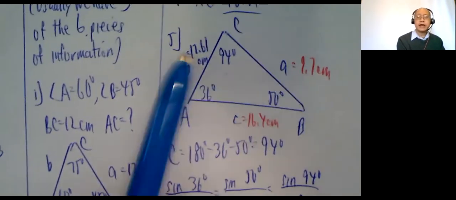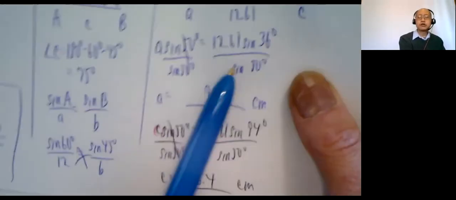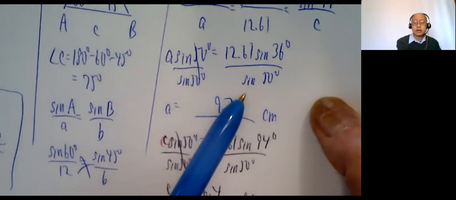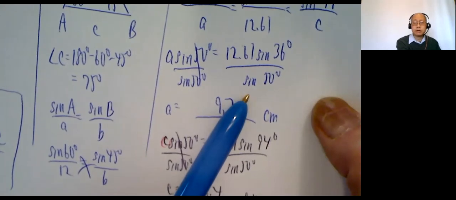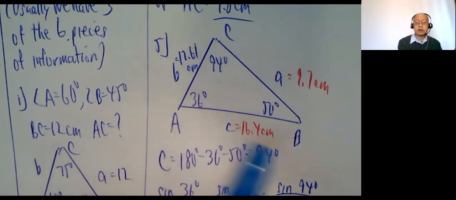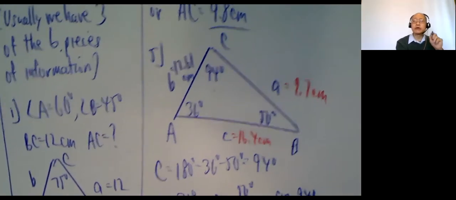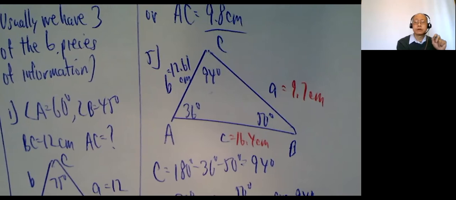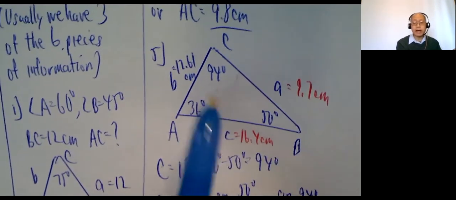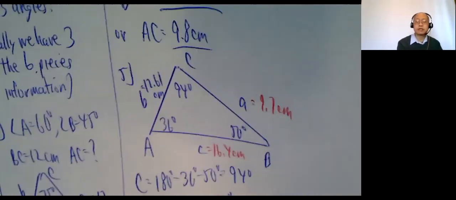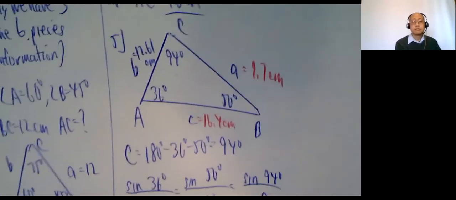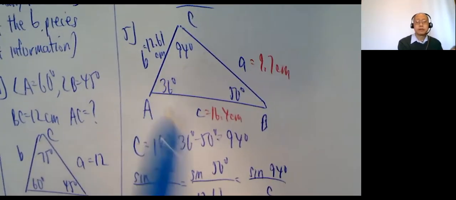You might be wondering, hey, I already got two sides. Couldn't I have just used the Pythagorean theorem to find the third side? Sounds reasonable. But you cannot use the Pythagorean theorem here, because the Pythagorean theorem only works for what kind of triangles? Right triangles. There has to be a 90-degree angle. There is no 90-degree angle, so you cannot use a squared plus b squared equals c squared.